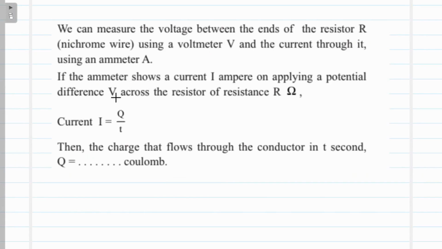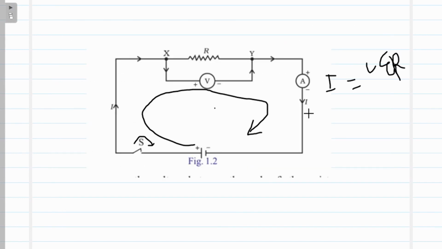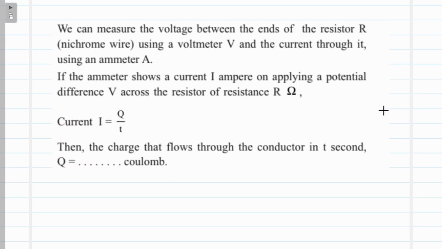Then the current I equals Q by T. What is the formula for I? We already know that it is how much charge passes through the circuit in a particular time. That means the current equals the charge passing through the circuit divided by the time, maybe 1 second, 2 seconds, whatever. So I equals Q divided by T. We already know that.